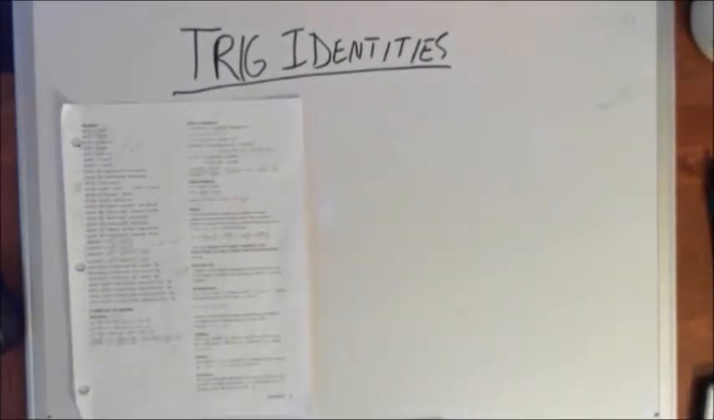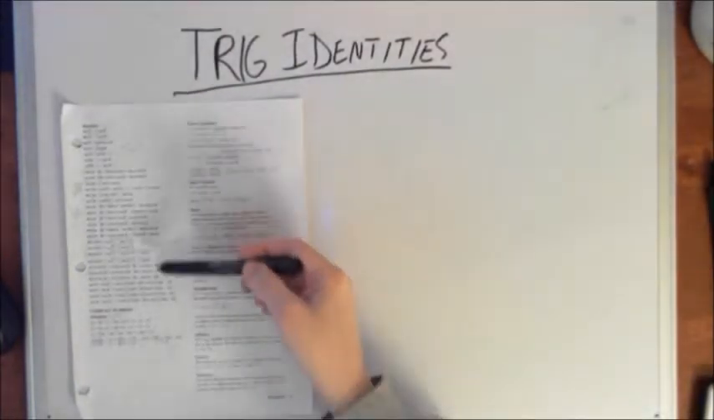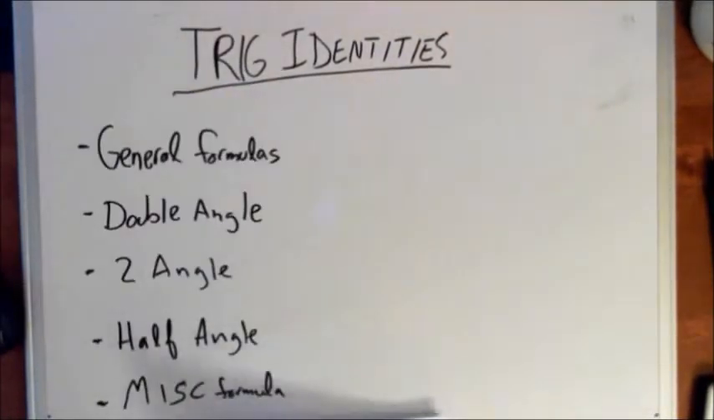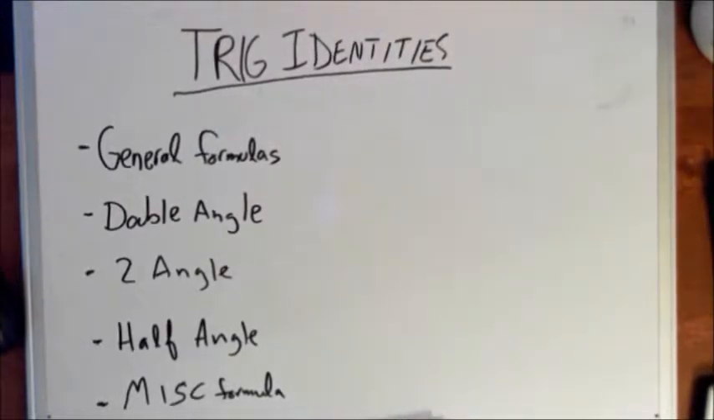This video will cover the trig identities. They're listed on page 23 of our handbook. They start on the left-hand side of the page. So trig identities, they're generally lumped into several different groups that you can see here.